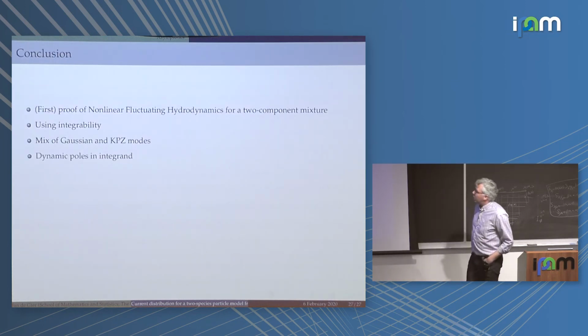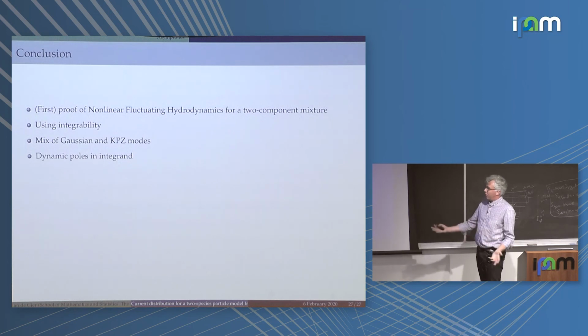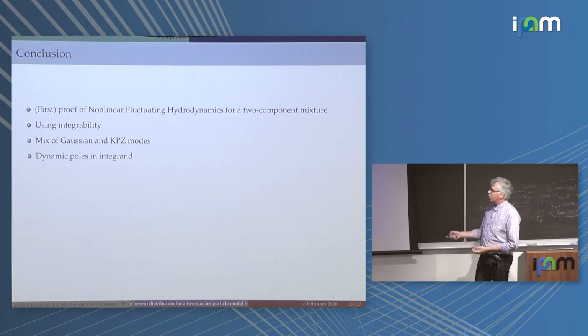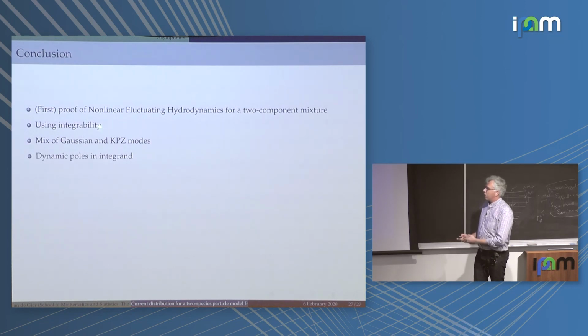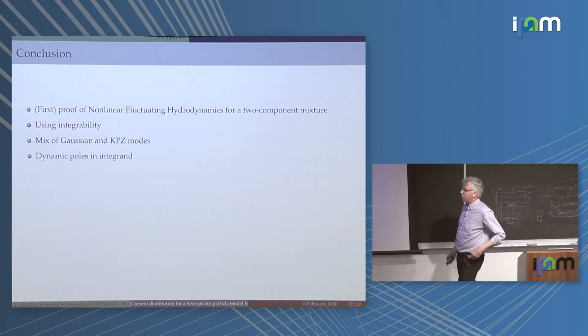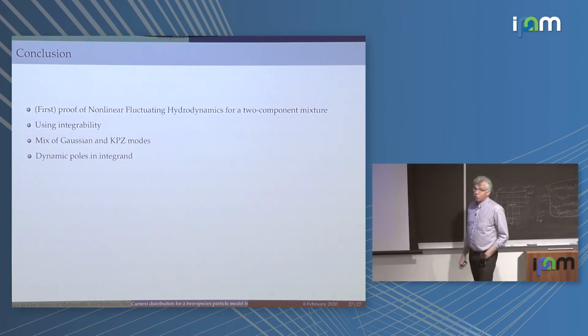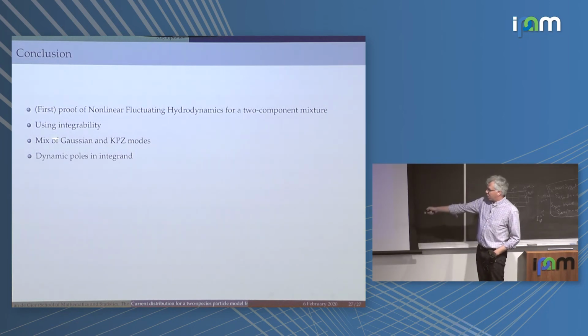Okay, so I hope I have given you a conceptual overview and some details of our proof of this nonlinear fluctuating hydrodynamics for a two-component mixture of particles. I just want to emphasize that we heavily rely on the integrability of the model. Now there are many integrable models. We saw a lot of integrable colored particle models, so hopefully this process can be repeated for all those colored models. And generally you would expect a mix of Gaussian and KPZ modes.